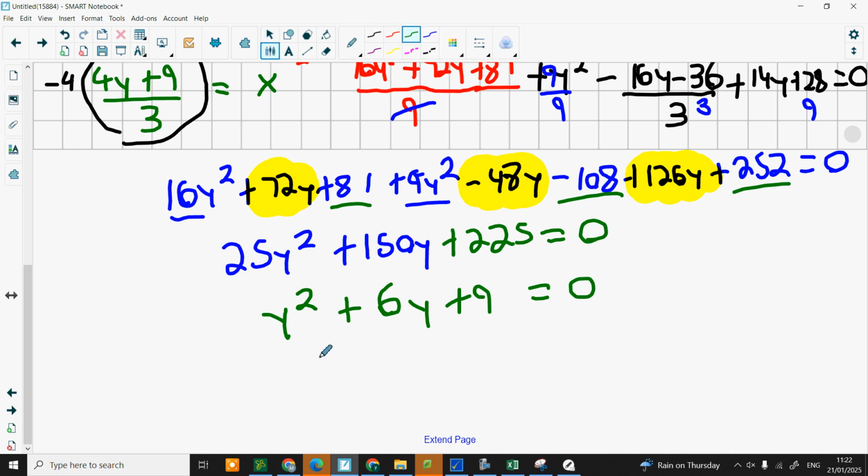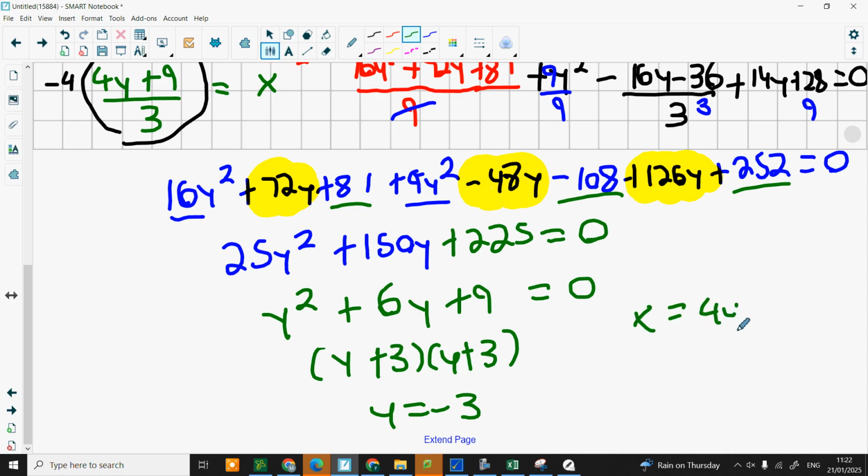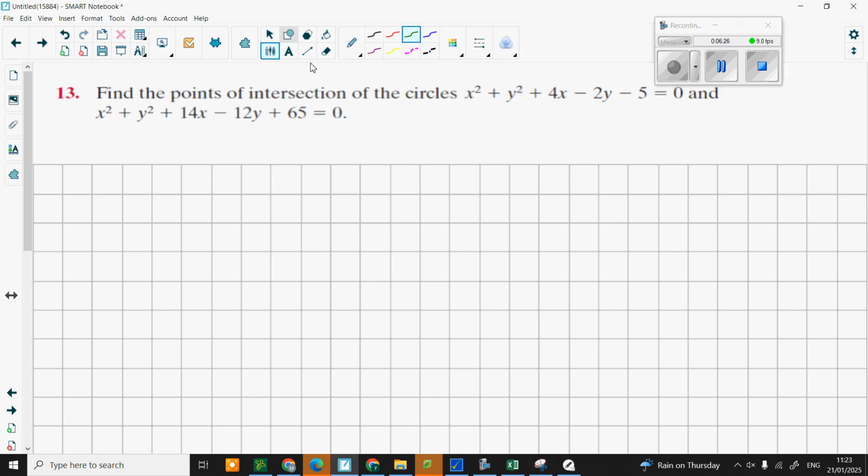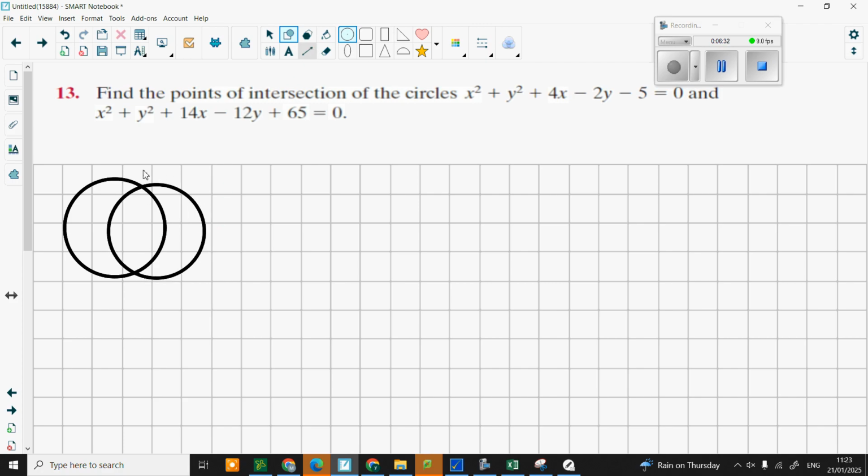Okay, so what do I get here then? So y equals minus 3. And then the x value was 4y plus 9 divided by 3. x is 4 times minus 3 plus 9 divided by 3. Minus 1. Cool. Okay. Good job. It's a common chord this time. So that means two circles and obviously the chord that runs through both of them. Okay, something along the lines of that.